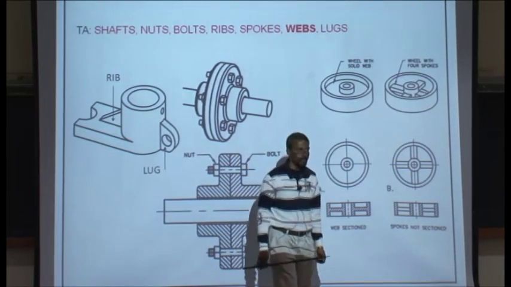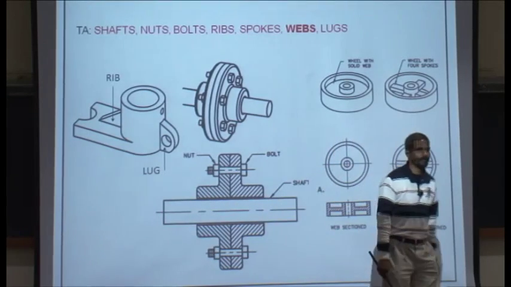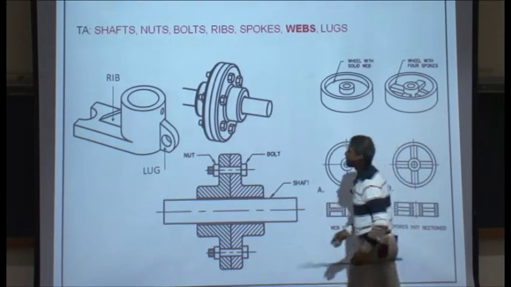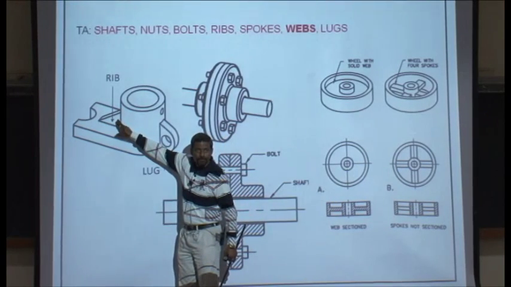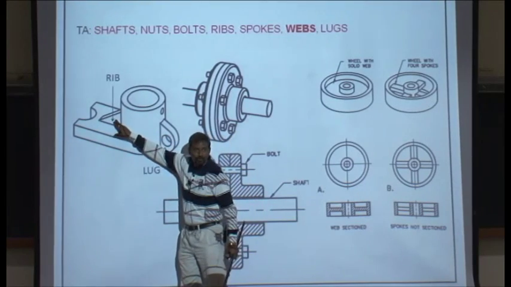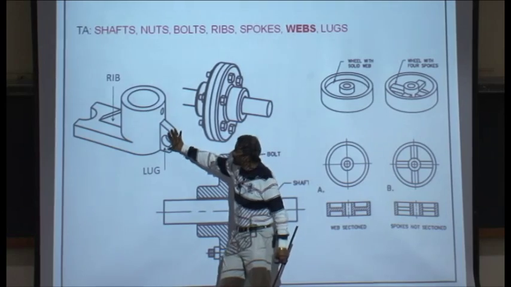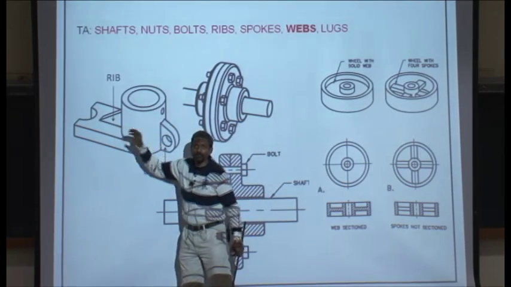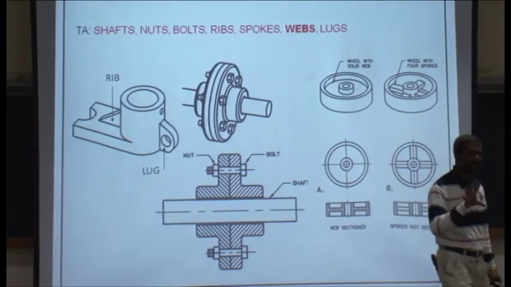You do not section the rib and you do not section the lug. If you look at this carefully, if you let go of this part, you won't lose much. If you let go of this part, you won't lose much either. So they are not the main, or so to speak, defining features in this machine part. They're just supporting elements. They're just there.